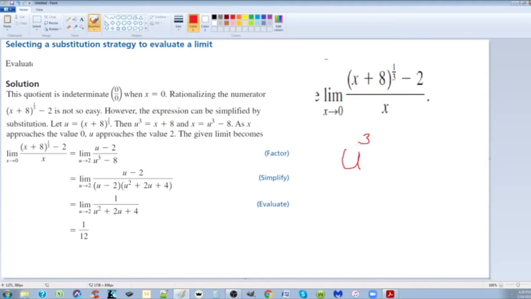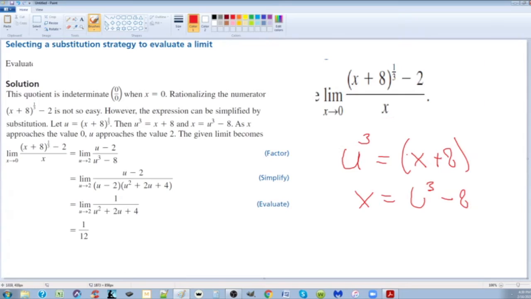Well, anything that's cubed. So I'm going to make u equal x plus 8. But that means if I'm going to replace x up here, I need to replace it down here with something. And if I rearrange this, I also realize that x is equal to u cubed minus 8. So these two terms are useful. Can I just do that? Yeah, you're allowed to substitute and replace so long as you don't break the rules of math.